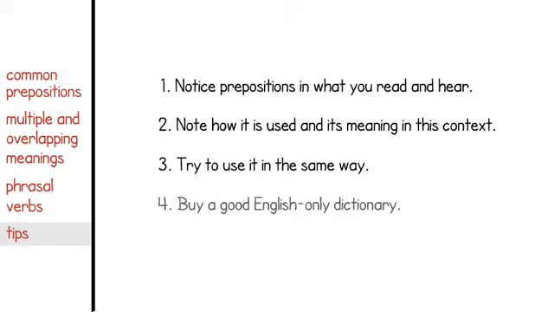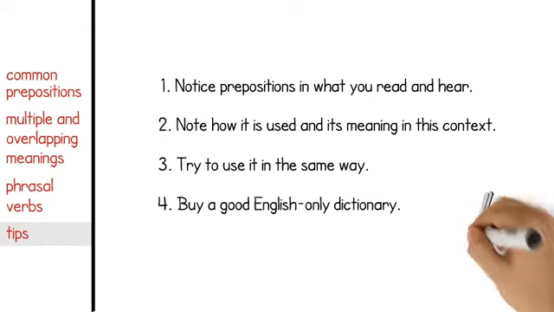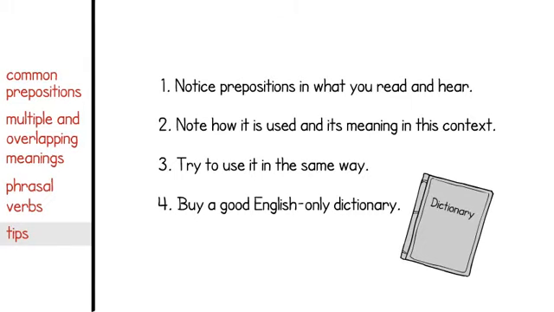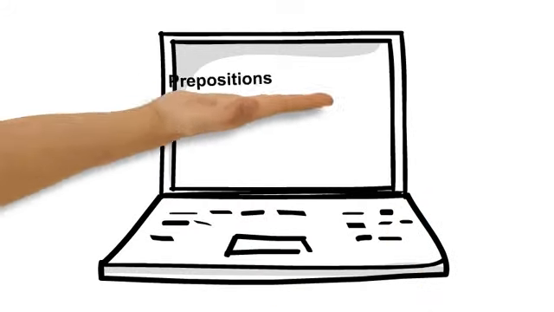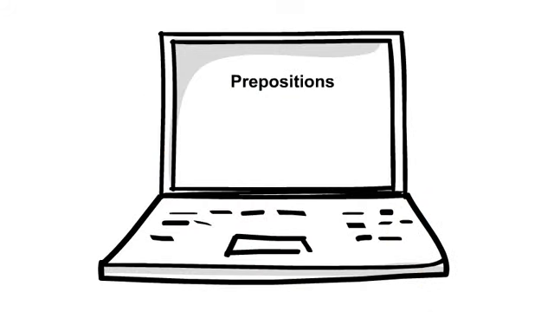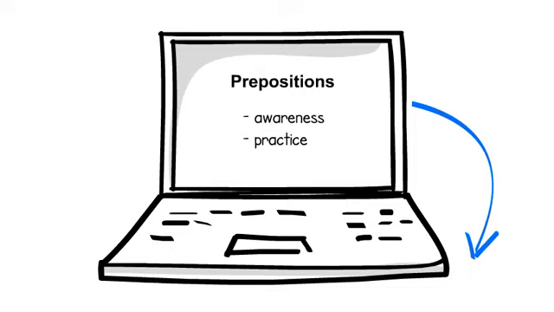Lastly, buy a good English-only dictionary. A good dictionary is essential to understanding how prepositions work. Translation dictionaries, that is, from your language to English, don't always give enough information or enough examples. This video has given you a short introduction to prepositions. Although prepositions can be tricky, awareness and practice will improve your use of them. Work through the other activities to give yourself some practice.